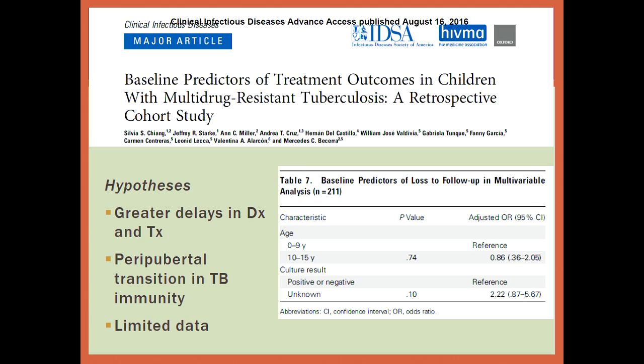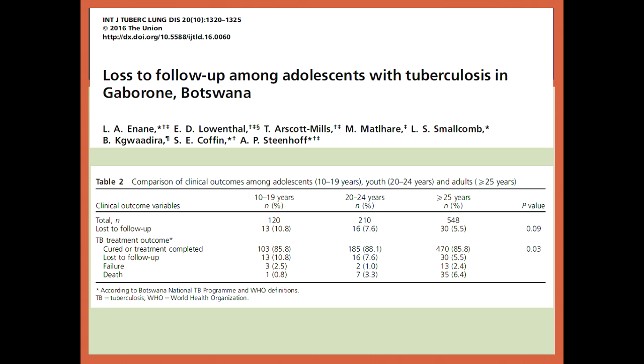And when they looked for loss to follow-up also, they couldn't identify statistically significant risk factors for loss to follow-up. The hypothesis in this paper was that the greater delays in diagnosis and treatment, maybe among older adolescents, were the reason for the previously reported high loss to follow-up rate. Some immune things were discussed a bit briefly before, and of course they repeat again and again that the data are so limited to allow for conclusions.